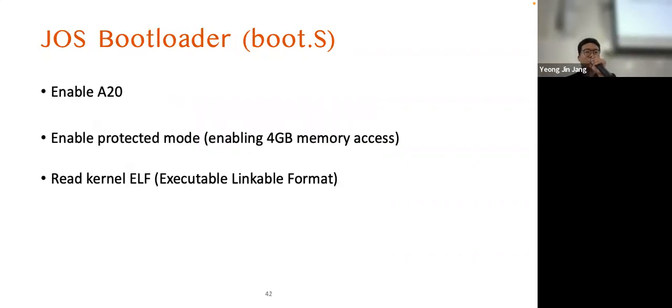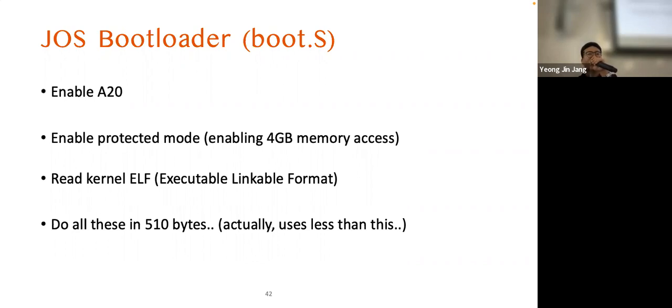So what the bootloader needs to do: the BIOS will read the first sector and load the bootloader. Then, within the 512 bytes, the bootloader needs to enable A20, enable protected mode to use the memory over 1 megabyte, and then load the kernel ELF, which is the binary file for the kernel. And we need to do all of that in 510 bytes. We will learn more about that in the next lecture.